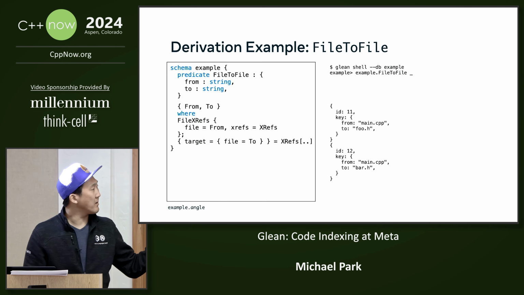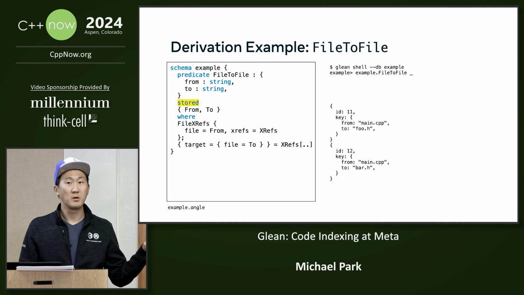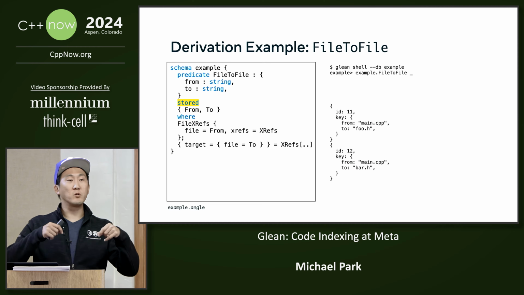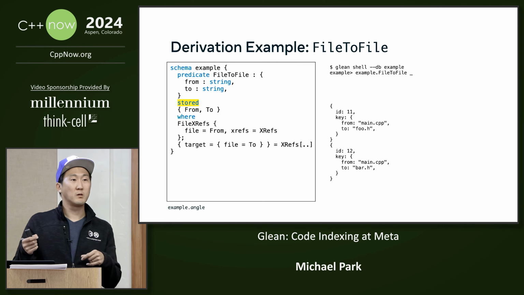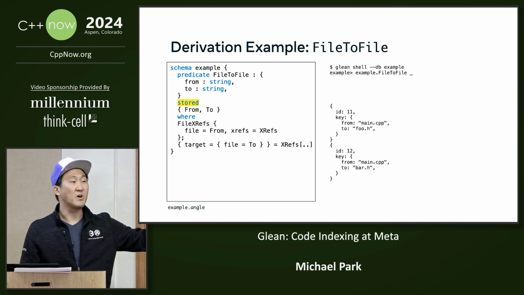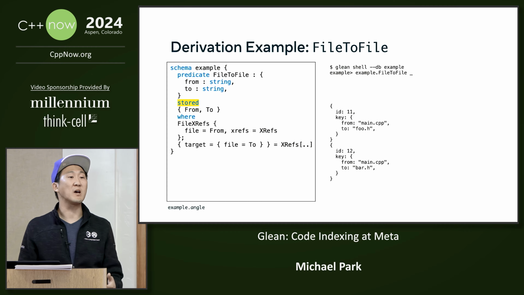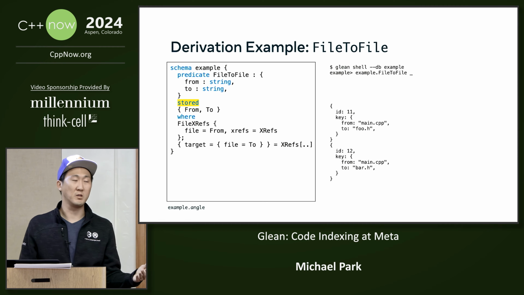But if we add a keyword stored in the middle, that one, then Glean is actually going to do the query but write the results into the database. So when I make that query on the right, file to file, now it's going to look at 5 facts as opposed to 1,000, because it's going to be stored in the DB.